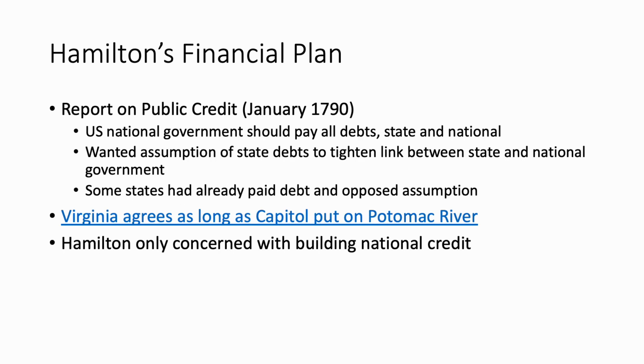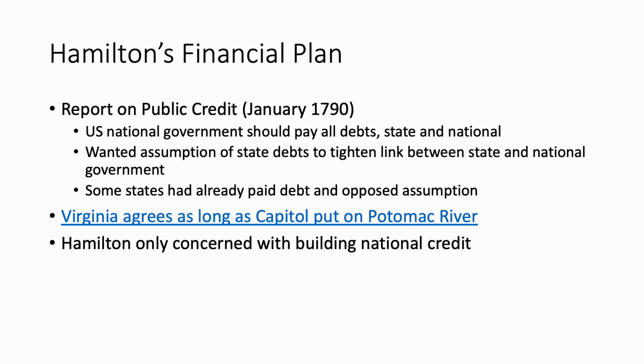Now, Alexander Hamilton, remember that he is head of the Treasury, Secretary of Treasury, and he comes up with this whole financial plan. And the first part of it is the Report on Public Credit, which said that the U.S. national government should pay all debts, whether they were state debts or national debts. And I mean, think about it. We owed people money after the American Revolution, especially the French.